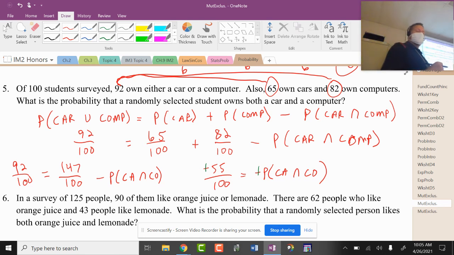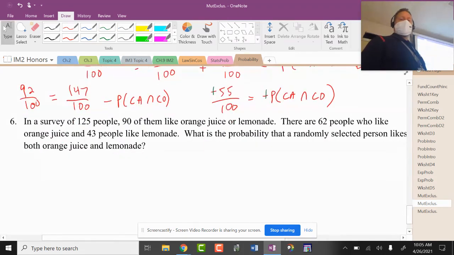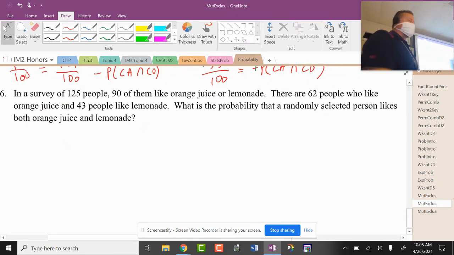And that's how it happens pretty fast. So of the 65 that own cars, 55 of them own both. Of the 82 that own computers, 55 of them own both. And that's how they're in the double list there. That's how they're double counted, is what this means. And then this is really just more of the same, and I feel silly doing it, but it really is.